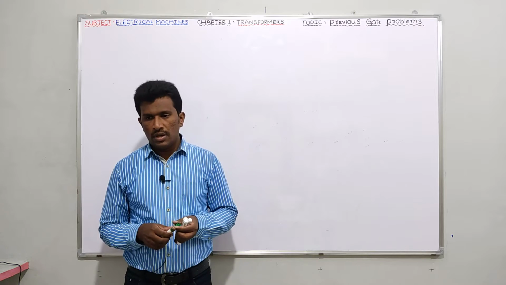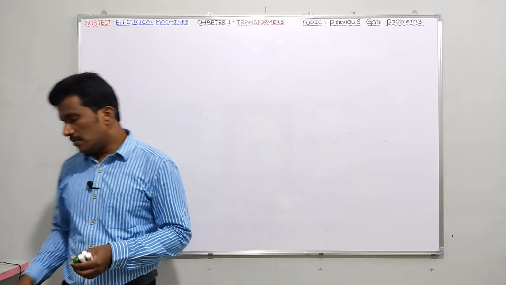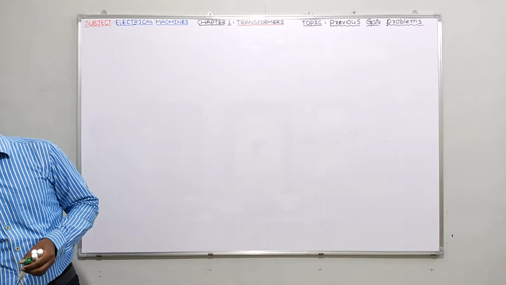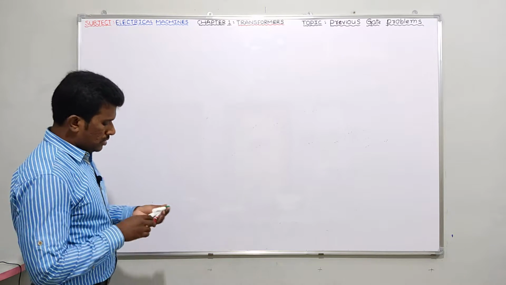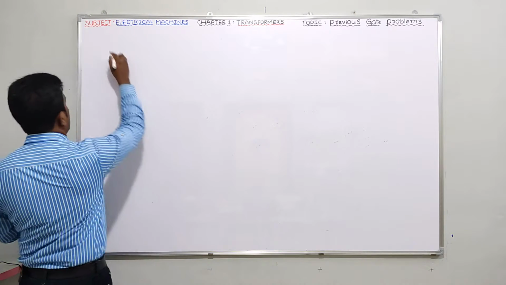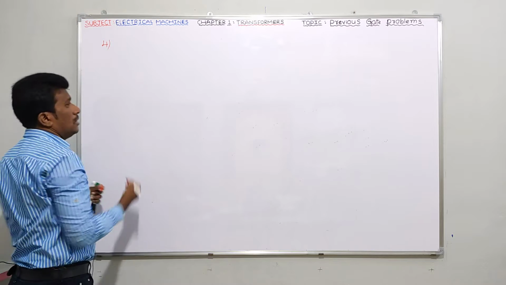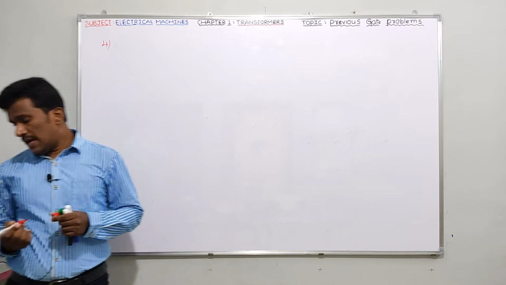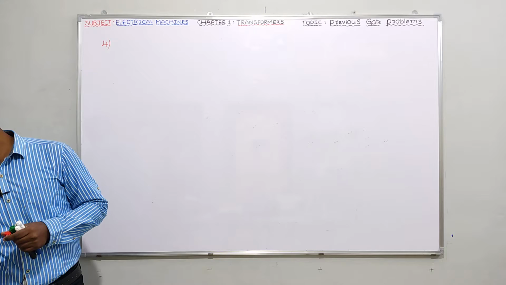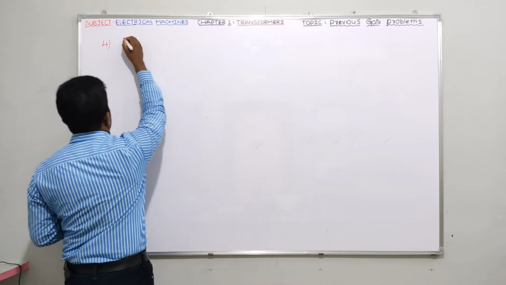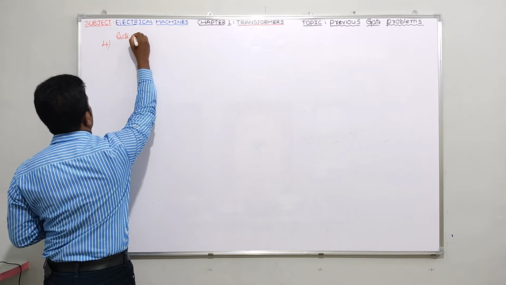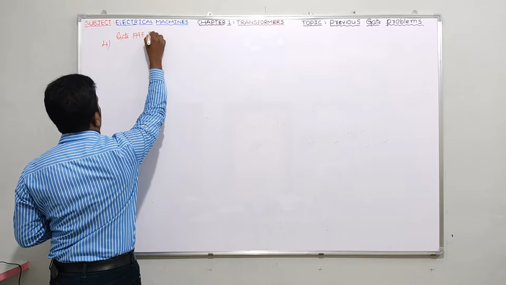Okay, question number 4. Let me study question number 4. What has he given? The low voltage winding of a... So let me write that question number 4 here. Actually, question number 4 was asked in GATE 1997 for 2 marks.